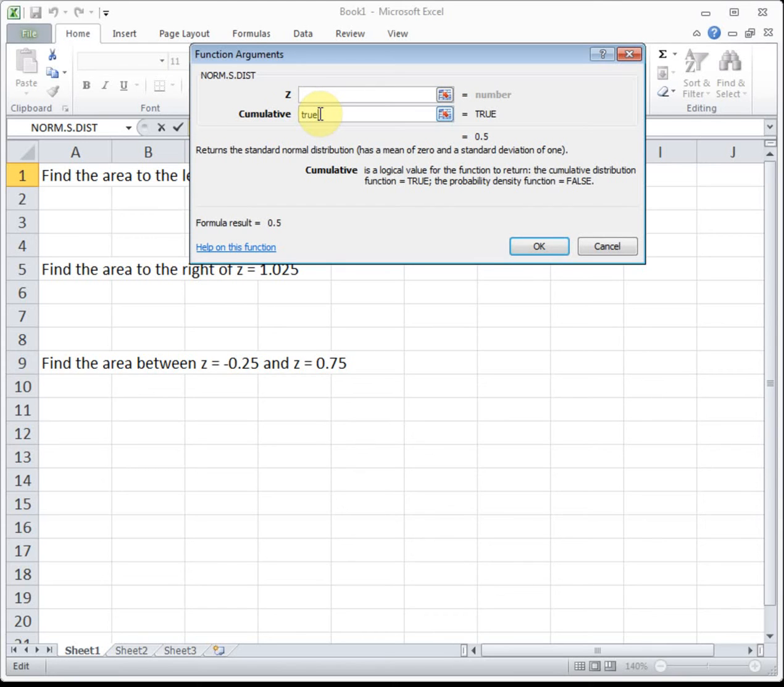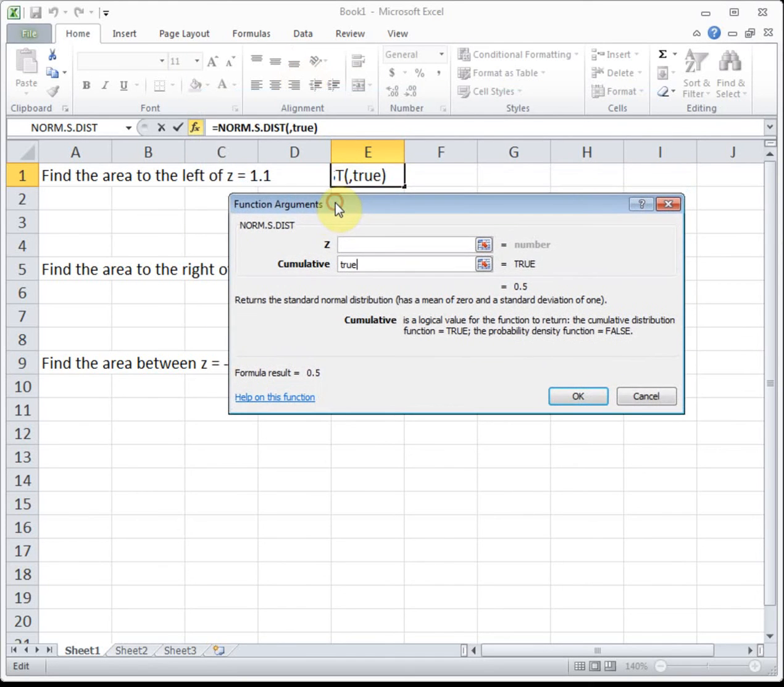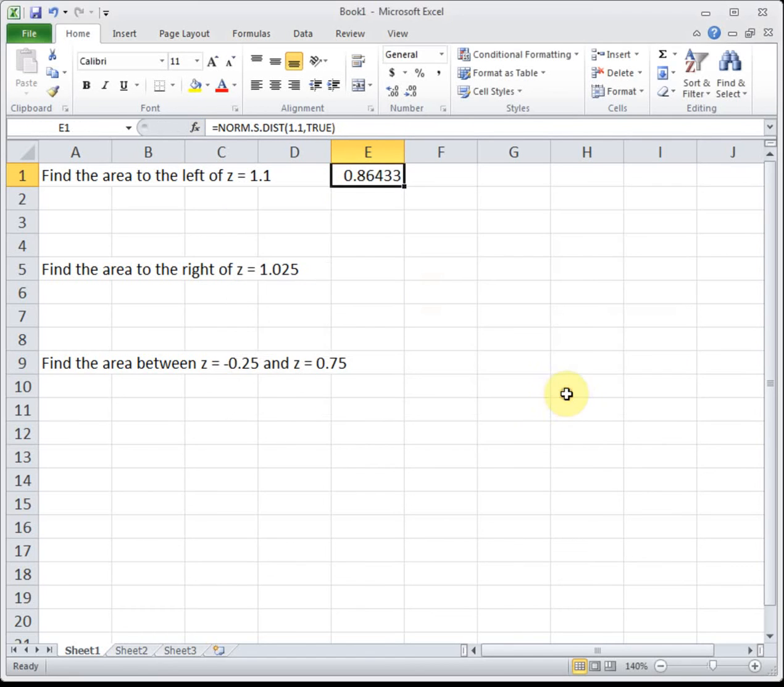So this NORM.S.DIST function is always going to give us the area to the left of the z-score. And that's really important. All of the norm functions that we're going to learn are always in reference to the area on the left. So our first problem says find the area to the left of a z-score of 1.1. When it's area to the left, that's easy. We just put in our 1.1 and hit OK. And it tells us that 0.86433 of the distribution's area is to the left.